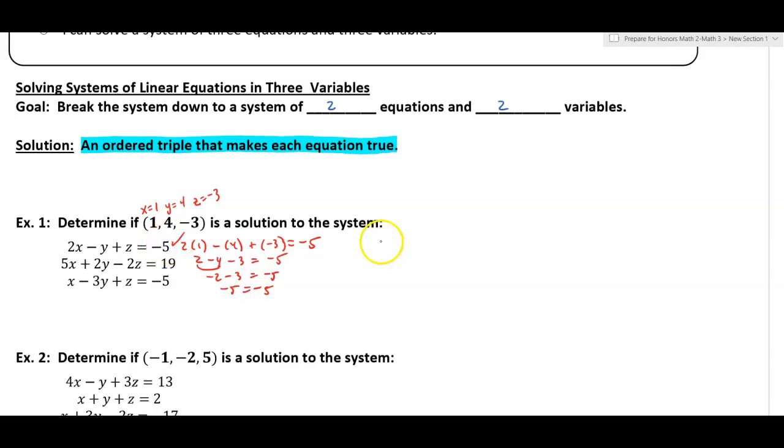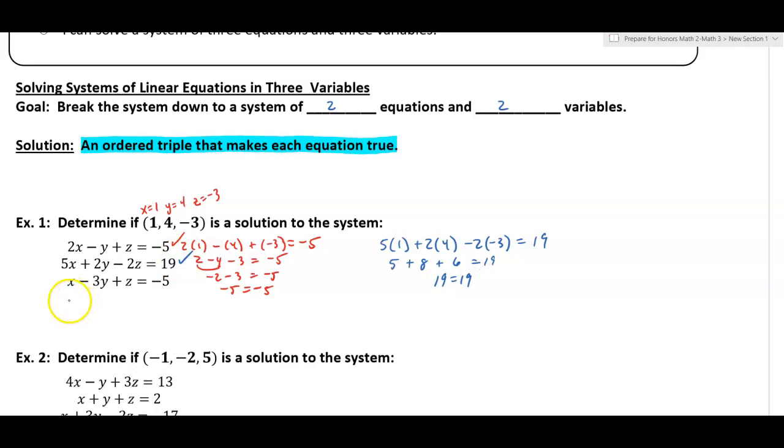Next one, if I do 5 times 1 plus 2 times 4 minus 2 times negative 3 equals 19. Is 5 plus 8 plus 6 going to equal 19? 19 equals 19. That checks out.